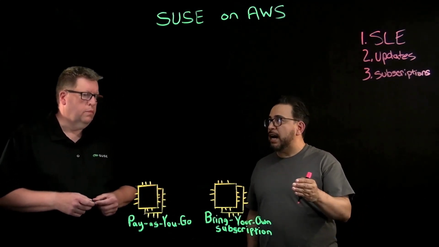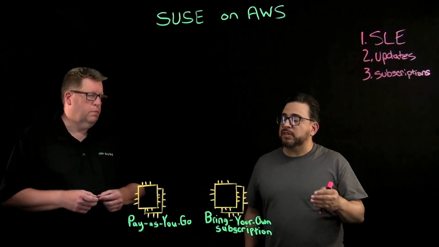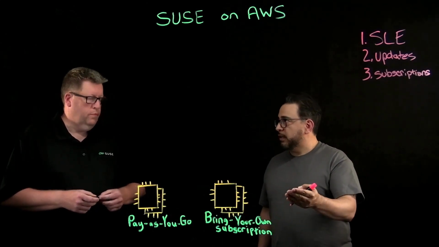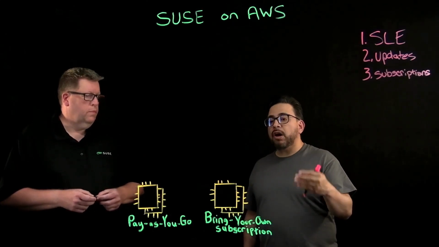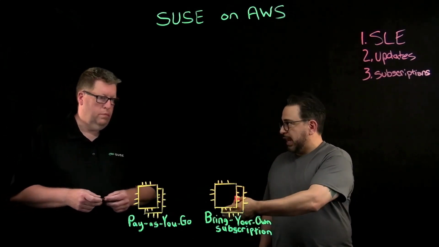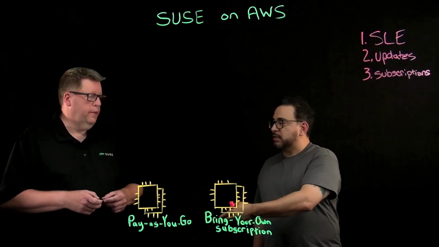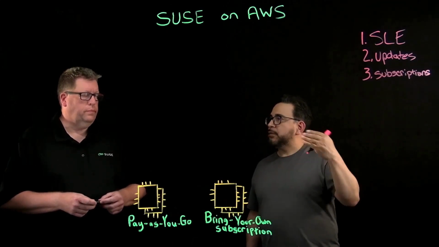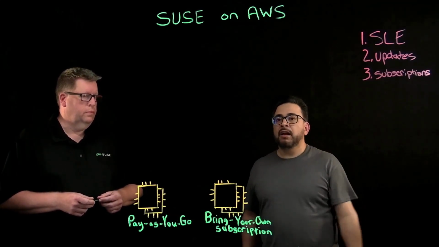Then we have the bring your own subscription. This is the second option. This is for customers that have already purchased a SUSE subscription and want to apply it to a running instance. It's still launched using a SUSE AMI that SUSE publishes and supports, and they take that subscription and apply it to that running instance.